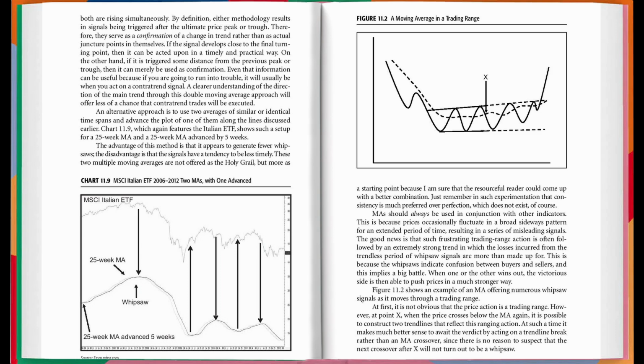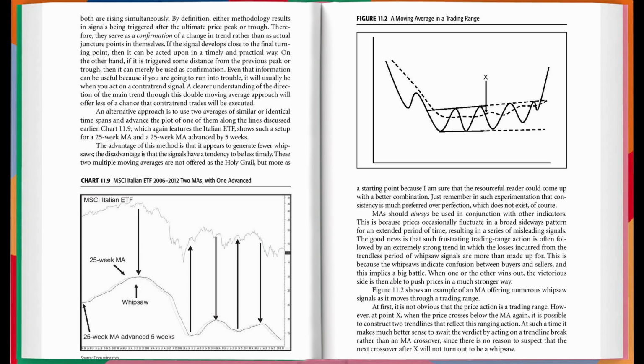An alternative approach is to use 2 averages of similar or identical time spans and advance the plot of one of them along the lines discussed earlier. Chart 11.9, which again features the Italian ETF, shows such a setup for a 25-week MA and a 25-week MA advanced by 5 weeks. The advantage of this method is that it appears to generate fewer whipsaws. The disadvantage is that the signals have a tendency to be less timely. These 2 multiple moving averages are not offered as the holy grail, but more as a starting point because I am sure that the resourceful reader could come up with a better combination.